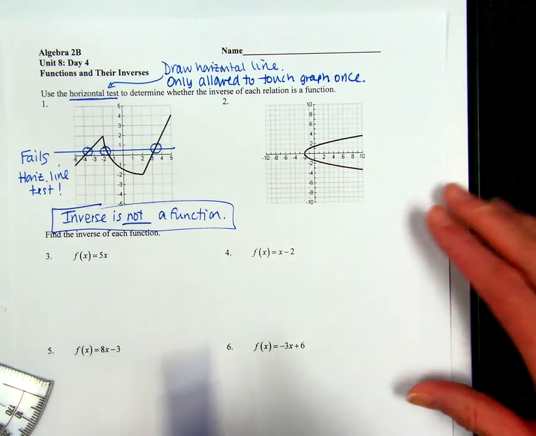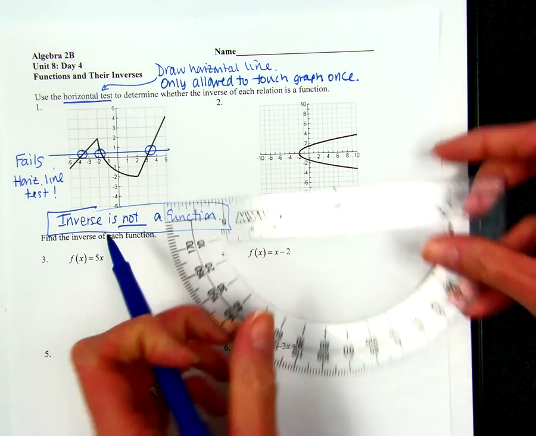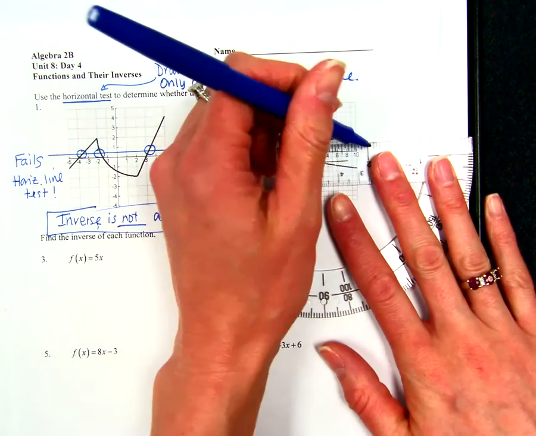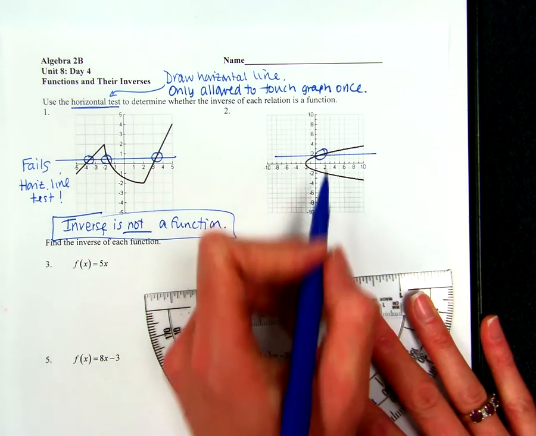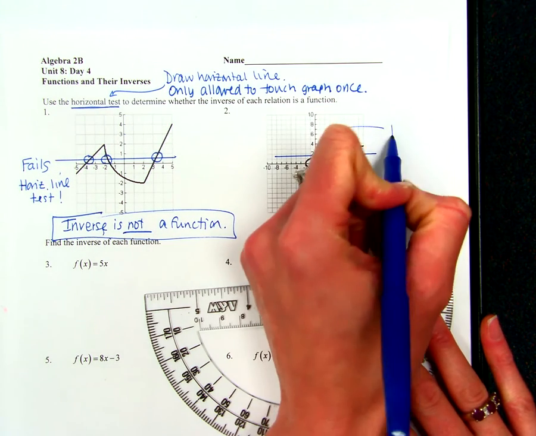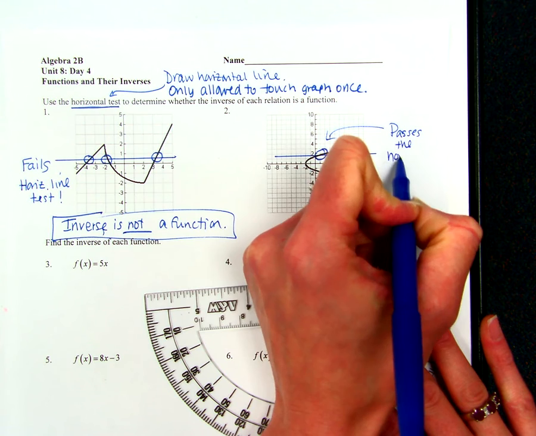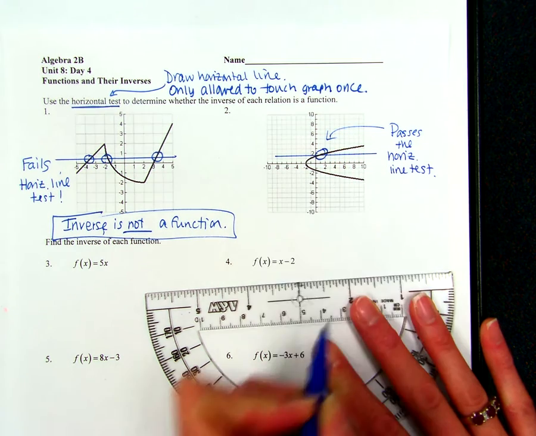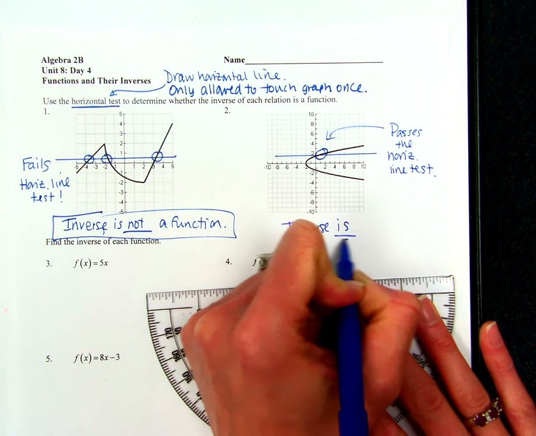Problem 2. So I'm going to do the same thing. Find a horizontal line. It should touch the graph, so I'm not going to draw it down here or up here. I'm going to draw it somewhere where it crosses. And I'm going to check how many times it touches my graph. So it only touches once. So this passes the horizontal line test. Okay, so then that tells me that the inverse is a function.